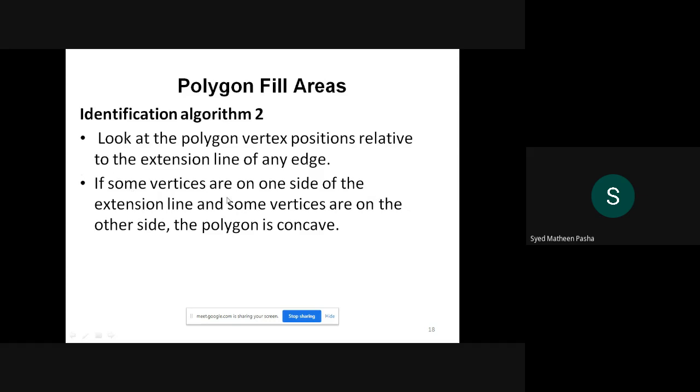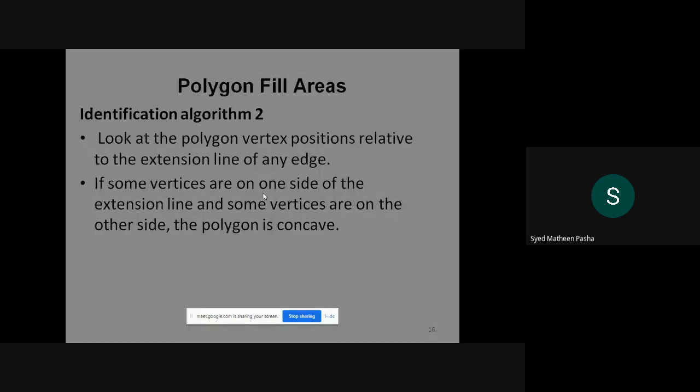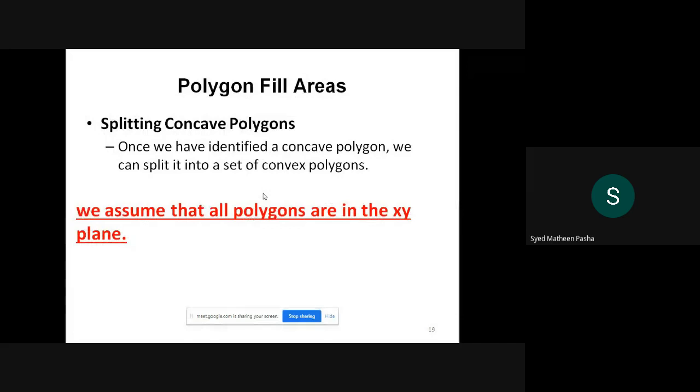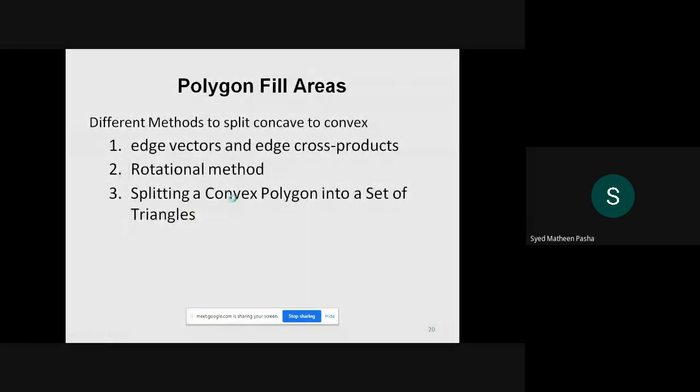If some vertices are on one side of the extension line and some vertices are on the other side, the polygon is concave. We'll draw an extension line with respect to each edge. If some points are on one side, say on the left side, and some vertices are on the other side, that is your right side, then I can tell it is a concave polygon. Then, how to split concave polygons? In the next slide, we'll check out some different methods.